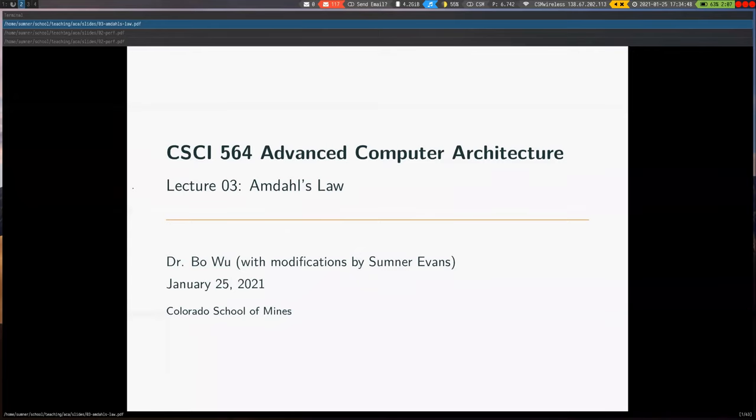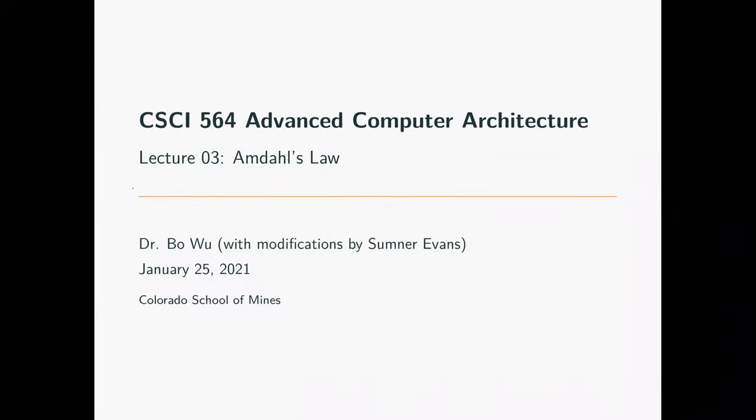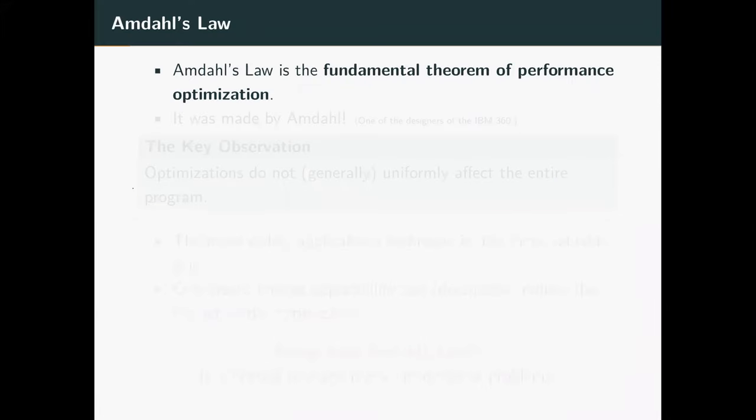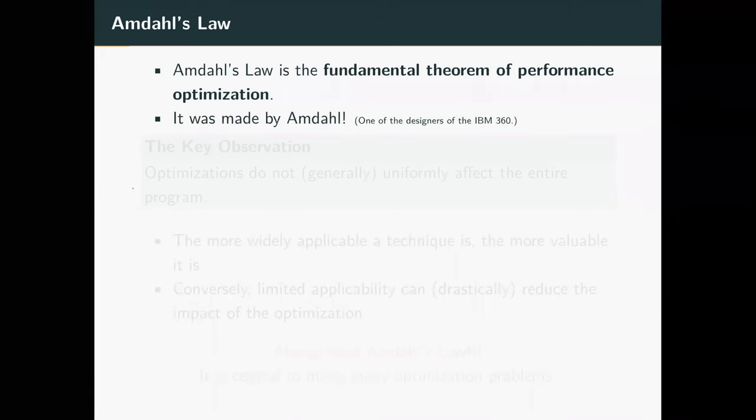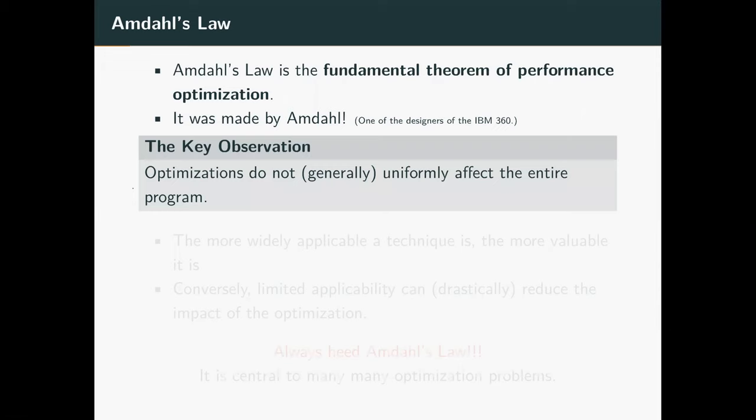So I'm going to finish up today by introducing Amdahl's law. We won't get through much today, but I just want to give you a brief overview of what it is. Amdahl's law is the fundamental theorem of performance optimization. Don't ask me why we have to make everything fundamental laws or fundamental theorems. They seem a little bit excessive, but you know, we gotta write papers on something. As you might expect, a guy named Amdahl made this law, and he was one of the designers of the IBM 360, which we didn't really touch on too much on day one, but if we hadn't been invaded by another class, we would have.